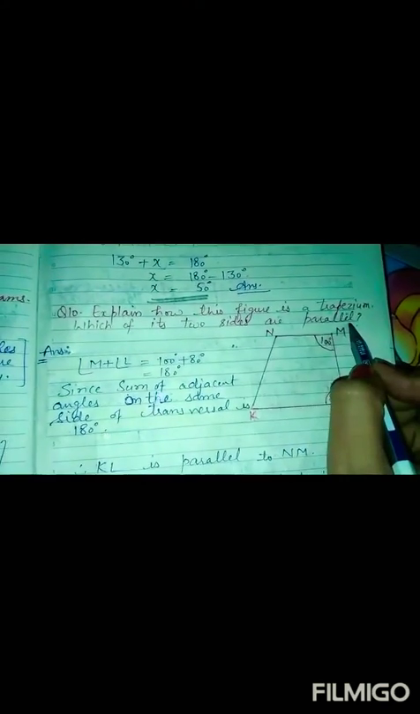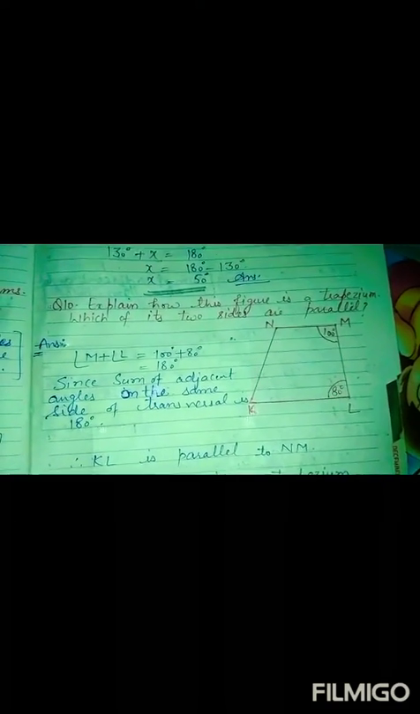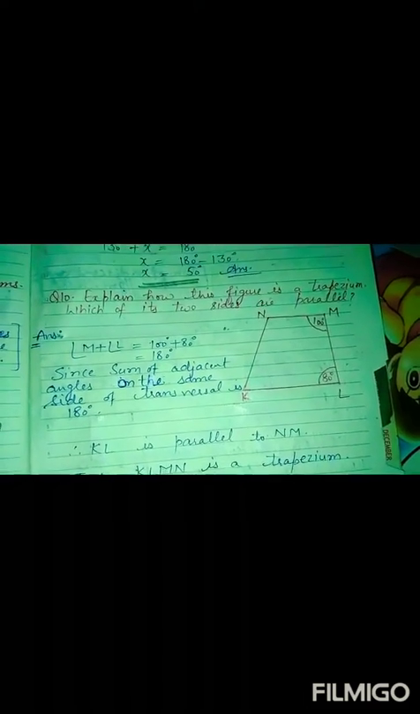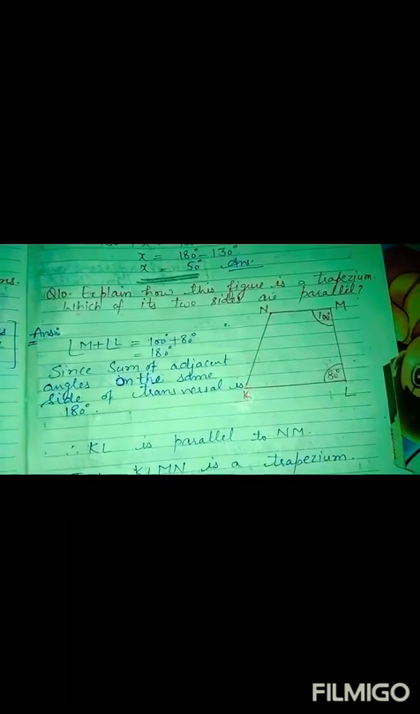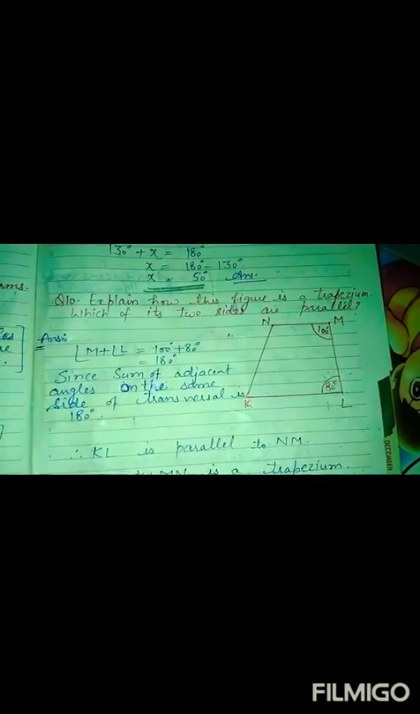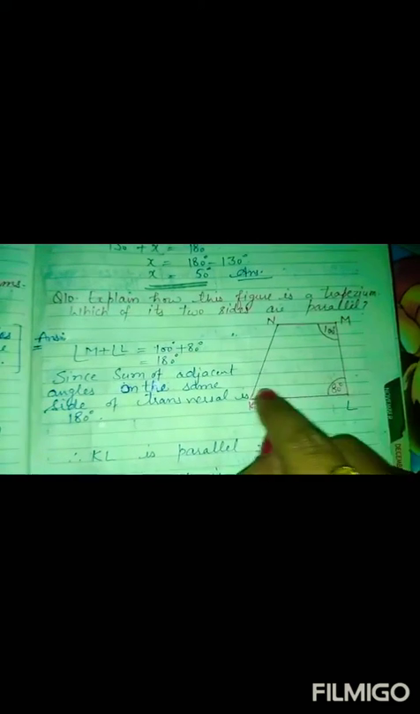Okay. Next is question number 10. Explain how this figure is a trapezium. Which of its two sides are parallel? Now this is the given figure KLMN. Firstly, we have to explain why this given figure is a trapezium. We know that two sides of a trapezium are parallel. So we have to tell which are the two sides in this figure which are parallel. We have to find these two lines also.